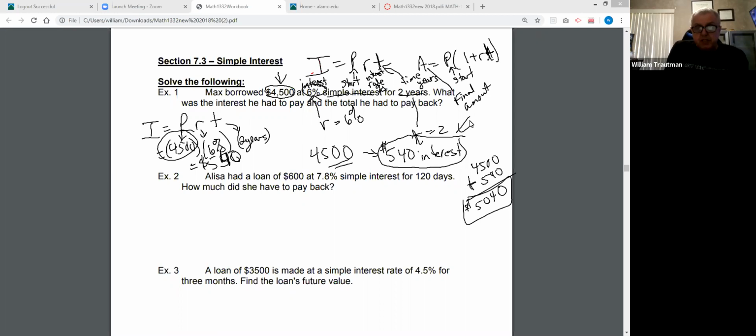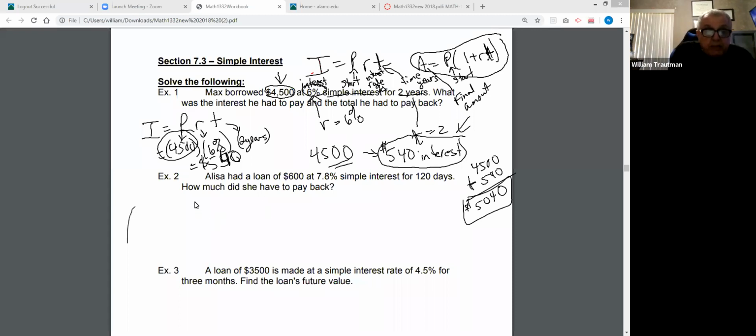All right. Next question. Alyssa had a loan of $600 at 7.8% interest for 120 days. How much did she have to pay back? Well, once again, we're going to use one of these two formulas. We can do the problem just like we did, find the interest and then add that to the original loan, right? Or we can use the second formula, but I think we should just do it the same way.